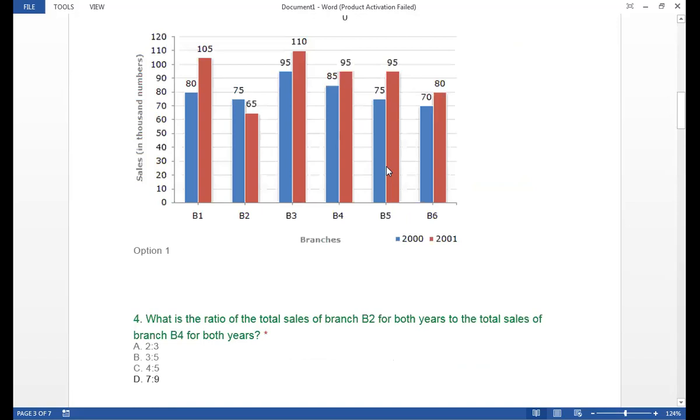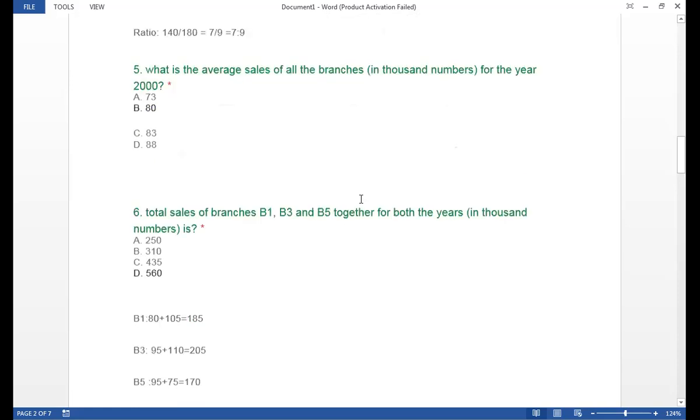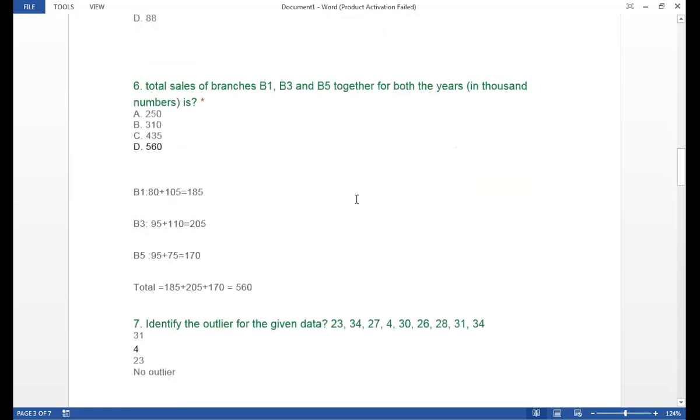Just go to your B1, you have 80 and 105, sum it together. B3, 95 and 110, sum it together. B5, 75 and 95, sum it together. And you can now sum the whole thing together to get the total value for all the three. I think that is not hard at all. As you can see here, I have 185 plus 205 plus 170. And that sums up to 560. So 560 is the correct answer here.